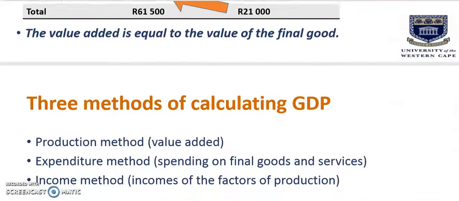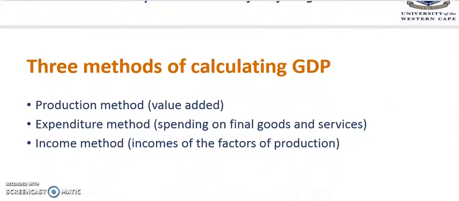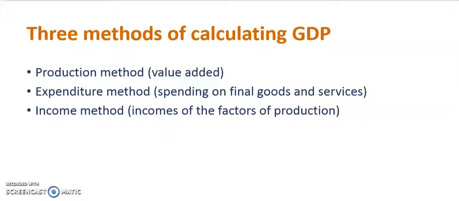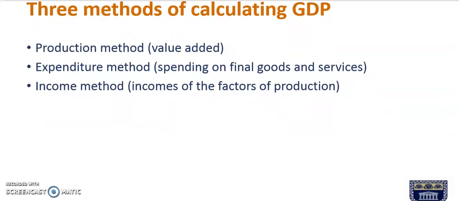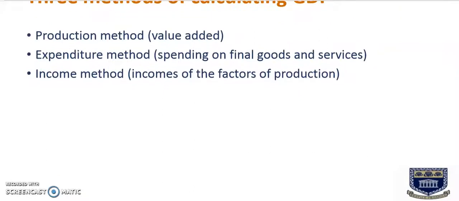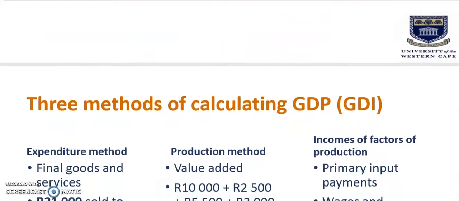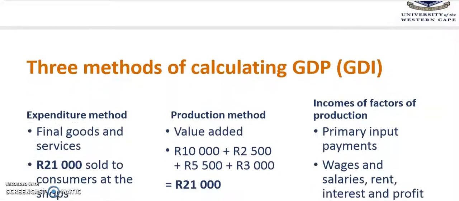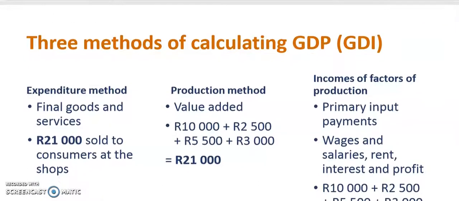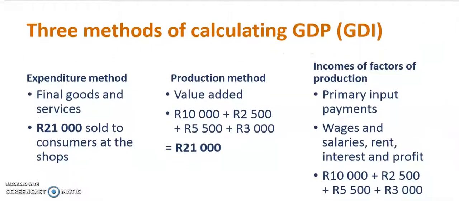There are three methods of calculating GDP. The first one is the production method, which is also known as the value added. The second one is the expenditure method, which is the spending on final goods and services. And the last one is the income method, that is the income of the factors of production. So this is how you calculate each of the three different methods. For the expenditure method, you take the value of the final goods and services, which in our example was equivalent to the 21,000 sold to the consumers at the shop.